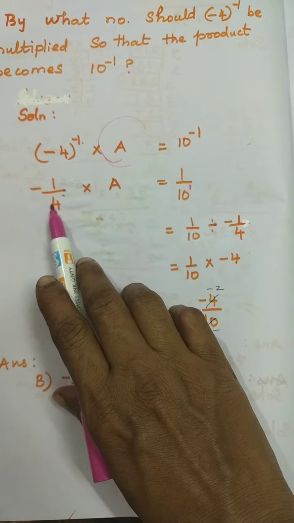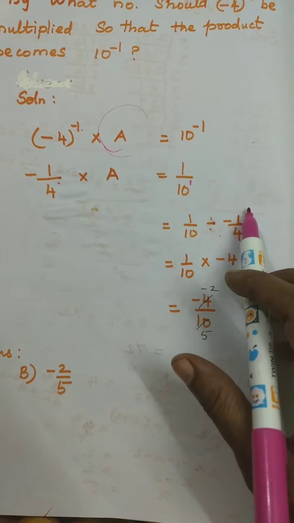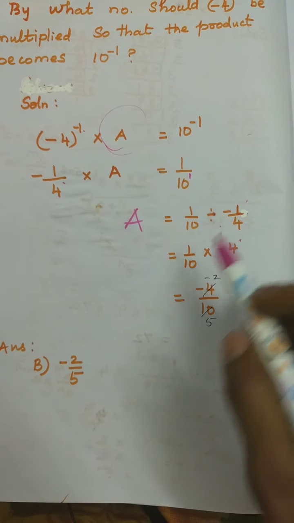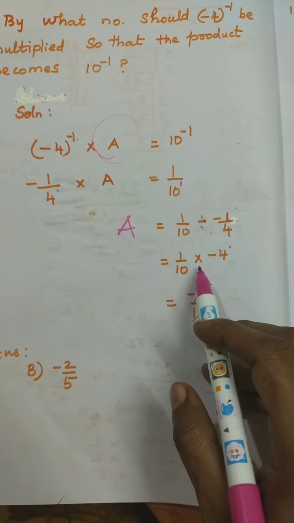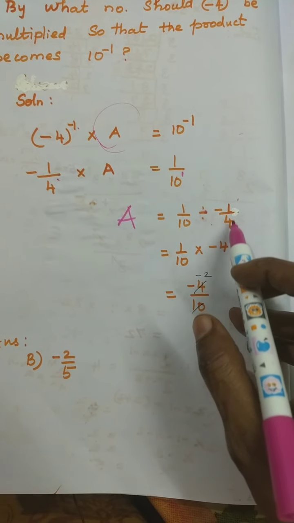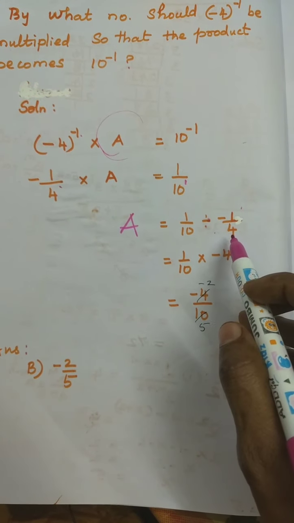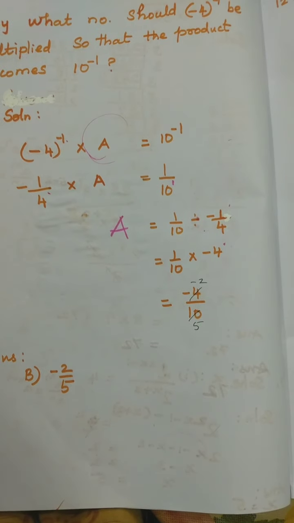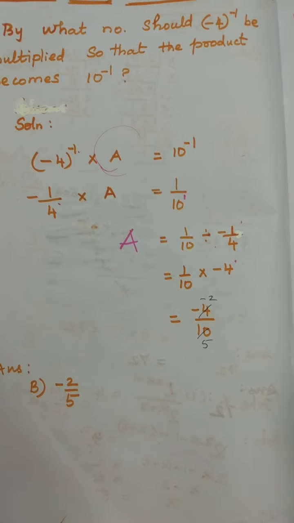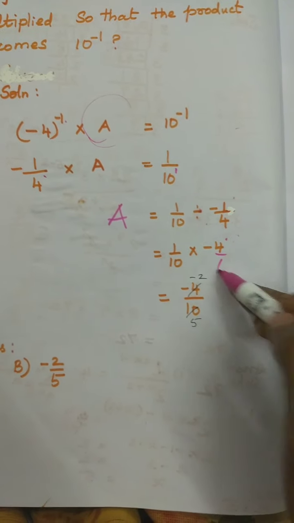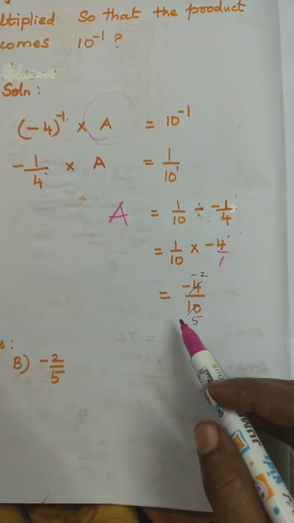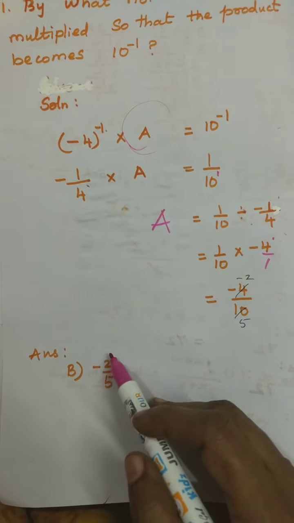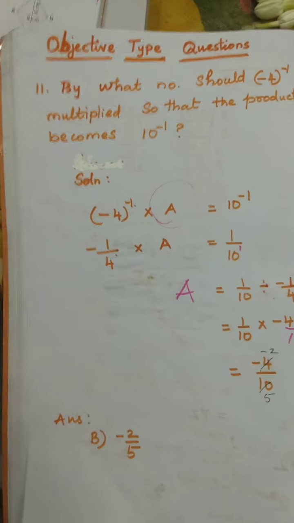Now you bring this minus 1 by 4 to this side, which means it will come divided by 1 by 4. And a is equal to 1 by 10 divided by minus 1 by 4. That is equal to 1 by 10 into, you change the division to multiplication and take the reciprocal, otherwise called the multiplicative inverse. Then minus 1 by 4 comes as minus 4 by 1. Now you can cancel 10 and 4. Minus 2 times, 5 times. So the answer is minus 2 by 5. B is the answer.